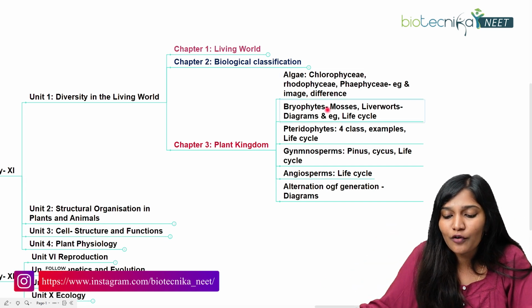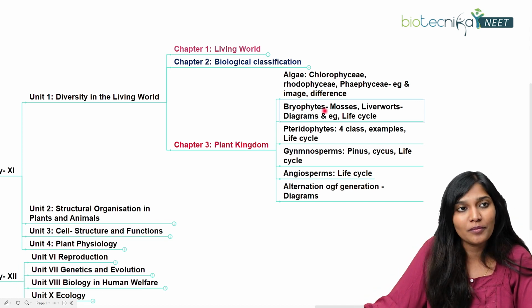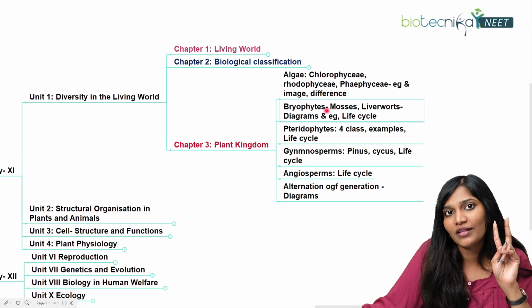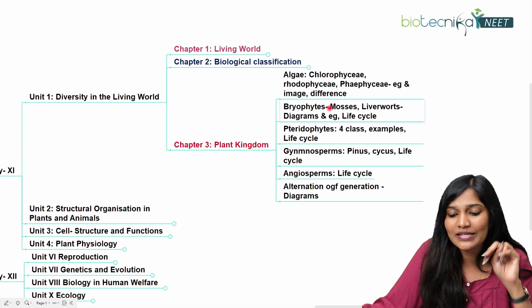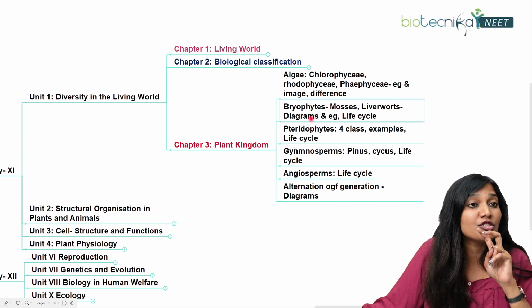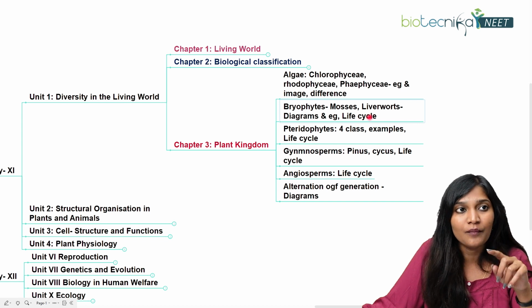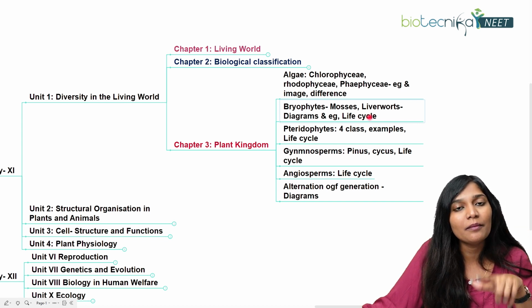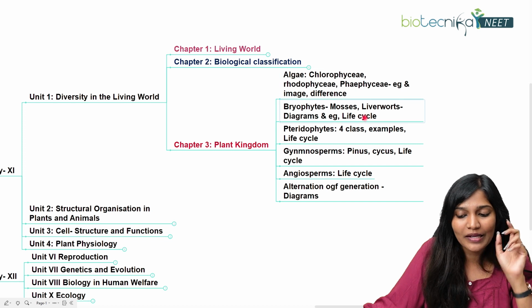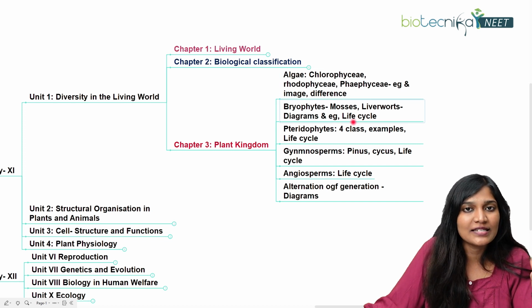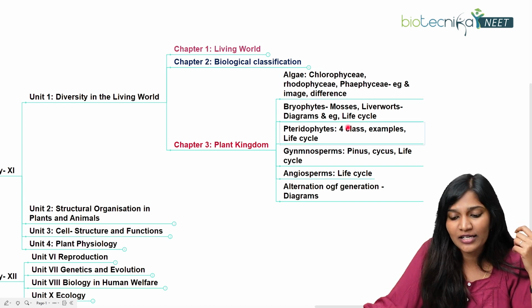The next is bryophytes, which is called the amphibians of the plant kingdom, and you have to study two important things. One is mosses and another one is liverworts, and you have to remember the structure image which is given in the NCERT, and you have to study the life cycle. What is the dependent phase, independent phase? You have to study the complete life cycle. How a sporophytic stage is generated, how a gametophytic stage is generated.